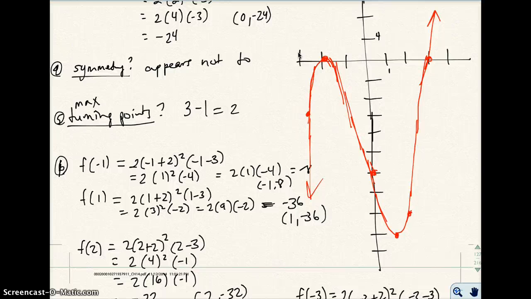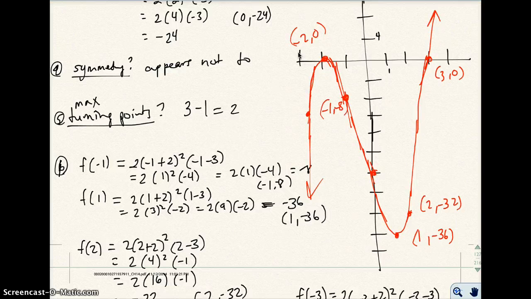If you want to go further, I would label a couple of points. This is (1, -36), (2, -32). This is (3, 0). And again, you don't have to label all these points in your work, but if you have room, it doesn't hurt to do it. And then (-1, -8), which I never even graphed, is right there. Okay, so that's the end of this section.